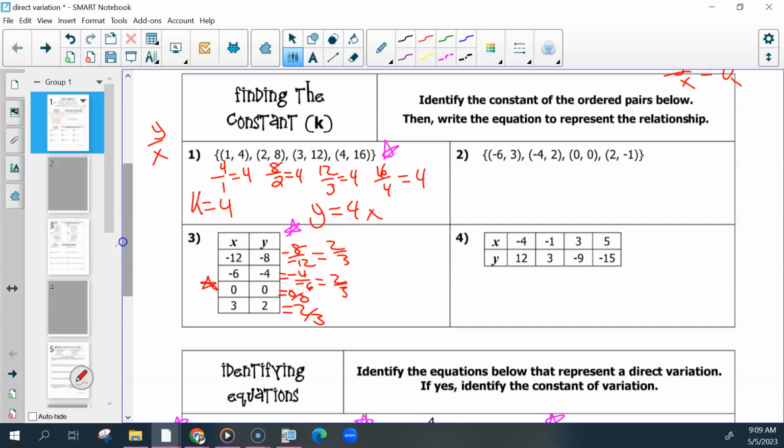So based on just our rule from before, you would say, okay, it's not direct because it's not constant. But because it goes through 0, 0, if I were to count the slope between each of the points, it would be the same. So this is still constant. So then how would we write the equation?